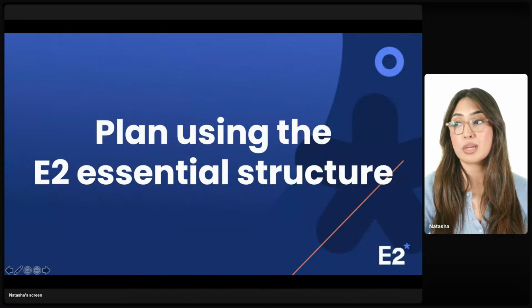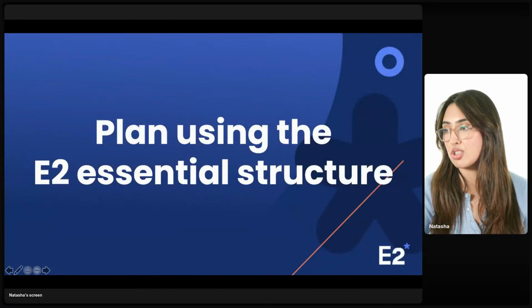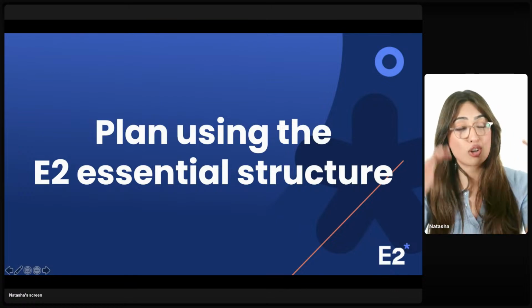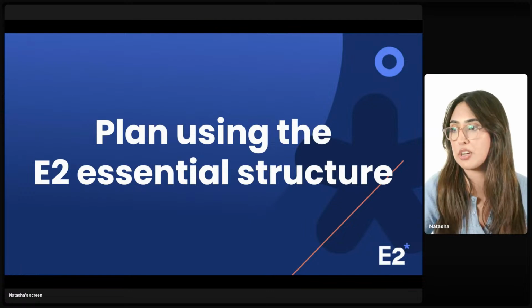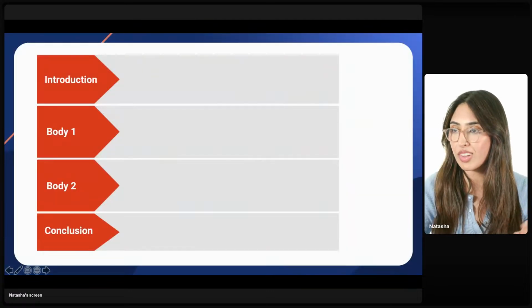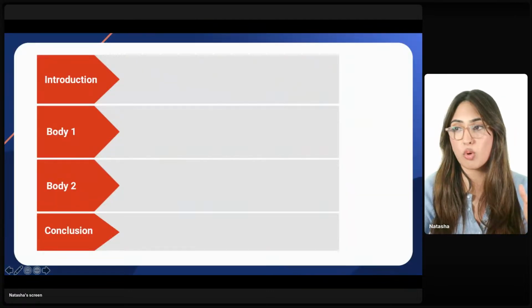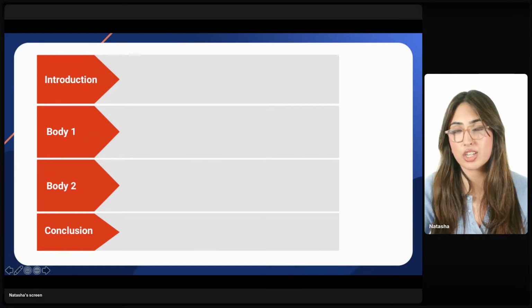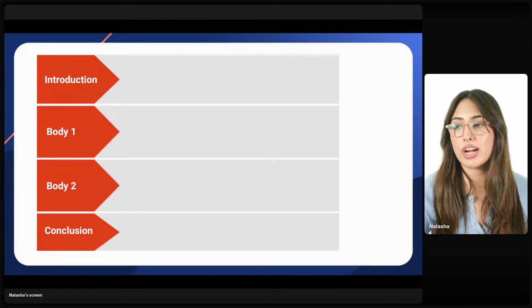We're now ready to plan using the E2 essential structure. So before we can plan our essay, we need to know the structure of the entire essay and also our body paragraphs as well. You might be familiar with this 4-paragraph structure for an essay. So it starts off with the introduction. We have 2 body paragraphs and a conclusion.